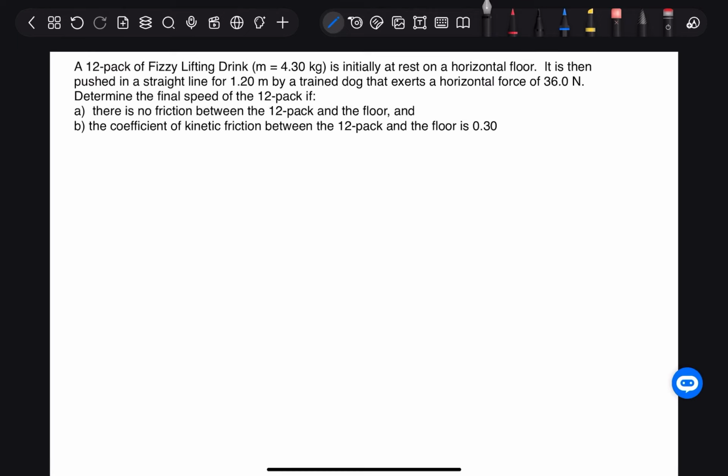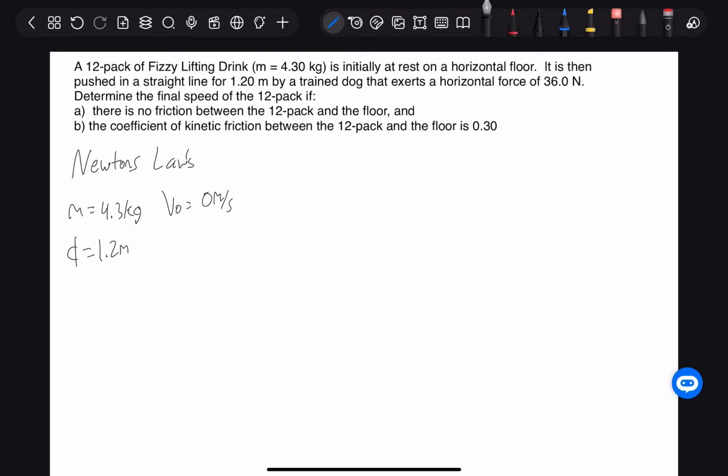Alright, so for part 1 of this problem, I'm going to be using Newton's laws in order to find the solutions to part A and B. So we're given information that we have a 12 pack that is of mass 4.3 kilograms. It's initially at rest on a horizontal floor, so the initial velocity is 0 meters per second. It is then pushed in a straight line for 1.2 meters, so the total distance equals 1.2 meters.